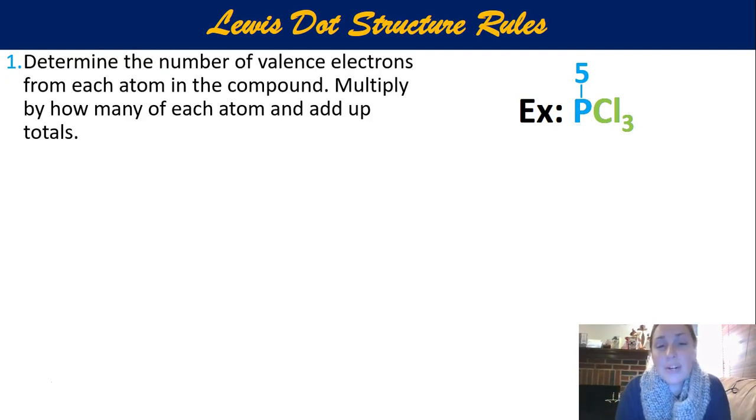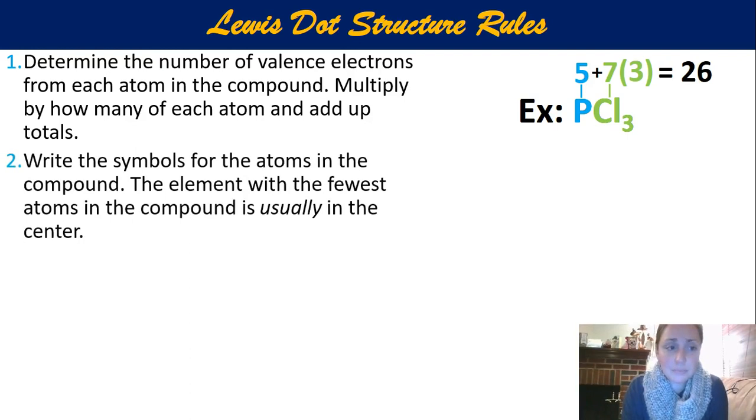And chlorine has 7 valence electrons, but there are 3 chlorines, so we need to multiply 7 by 3. Then you add this up. So 7 times 3 is 21, plus 5 is 26. So in phosphorus trichloride, there are 26 total electrons that we're working with.